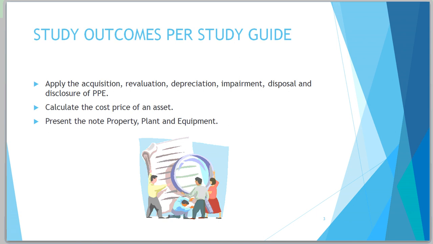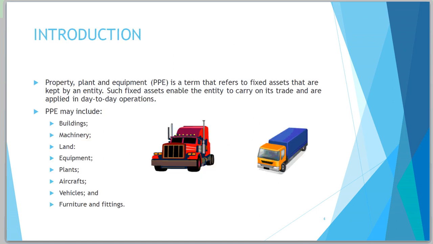Our study outcomes per study guide are to apply the acquisition, revaluation, depreciation, impairment, disposal and disclosure of PPE, to calculate the cost price of an asset and to present the note property, plant and equipment.